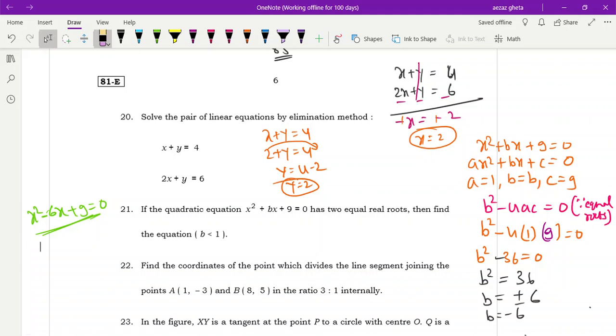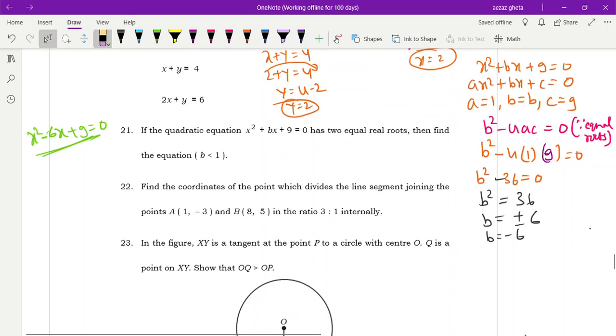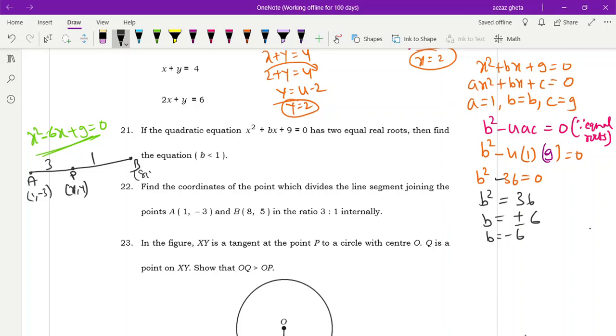Next, find the coordinates of the point which divides the line segment joining the points A and B. We have to find the coordinates. See, this is a line segment A and B, and this is a point which divides it in the ratio 3:1. We should find this x, y. They have given 1 comma minus 3 and 8 comma 5.